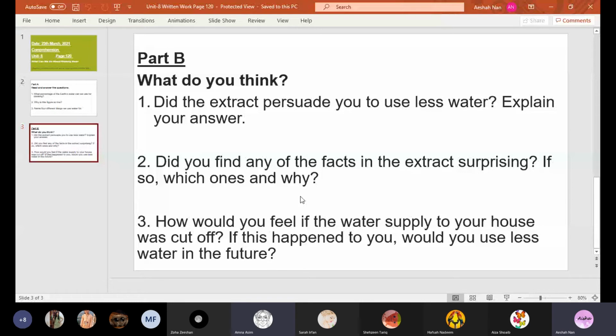Very good. So you have to write in your own words. First, you need to write how would you feel if the water supply to your house was cut off? I would feel discomfort or I would feel uncomfortable if the water supply to my house was cut off. Then you need to write yes, I would use less water in the future.